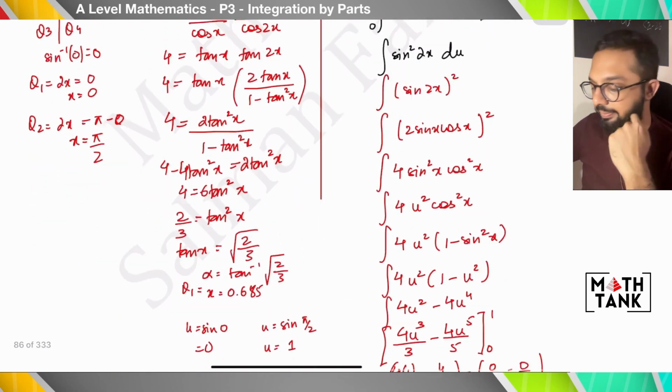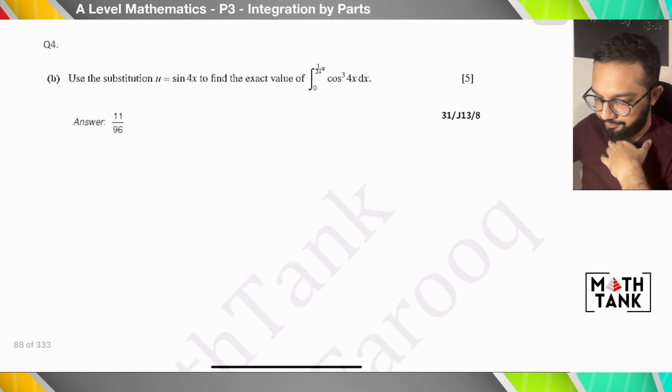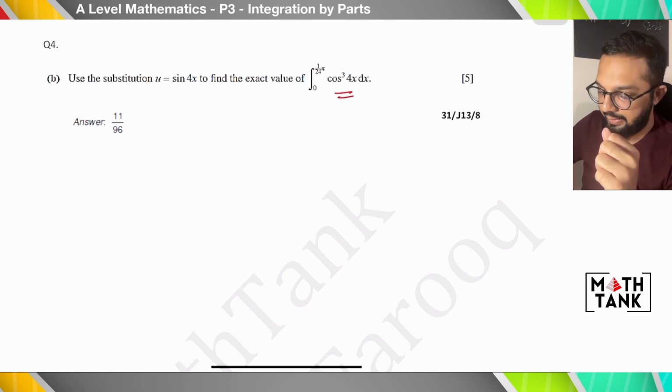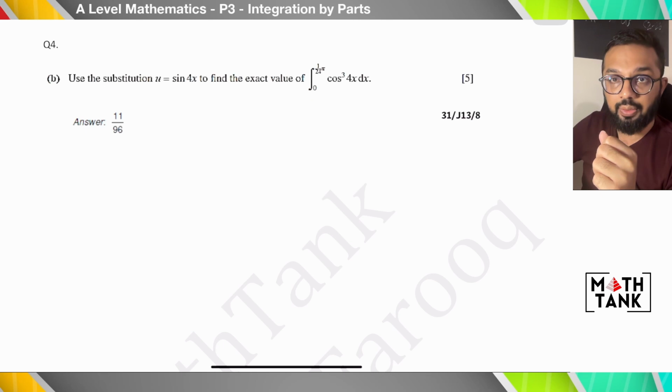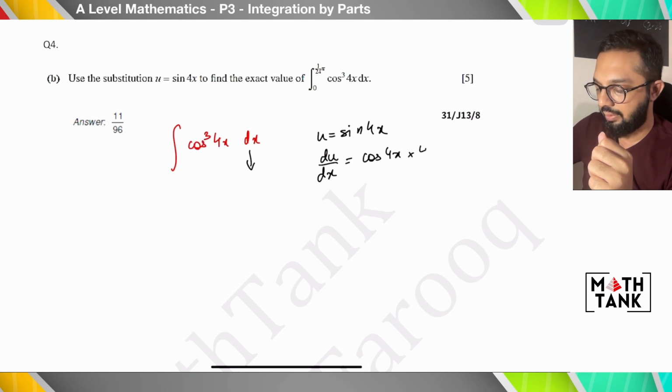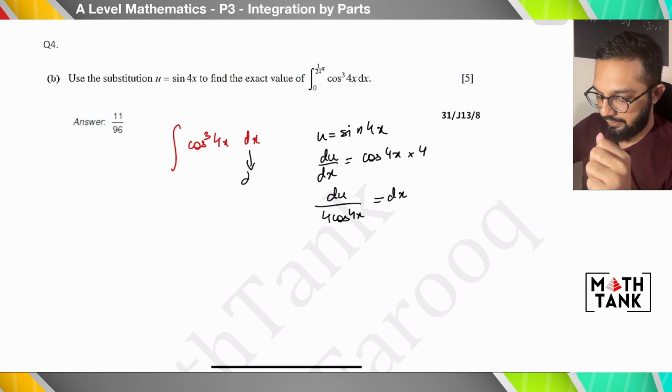Okay, moving on. Use the substitution u equals sine 4x to find the exact value of this. So when I'm trying to solve this, again I don't see any immediate substitutions. So what I'm going to do is try to replace dx first. So u equals sine 4x, du over dx is cos 4x into 4, and you get du over 4 cos 4x equals dx.